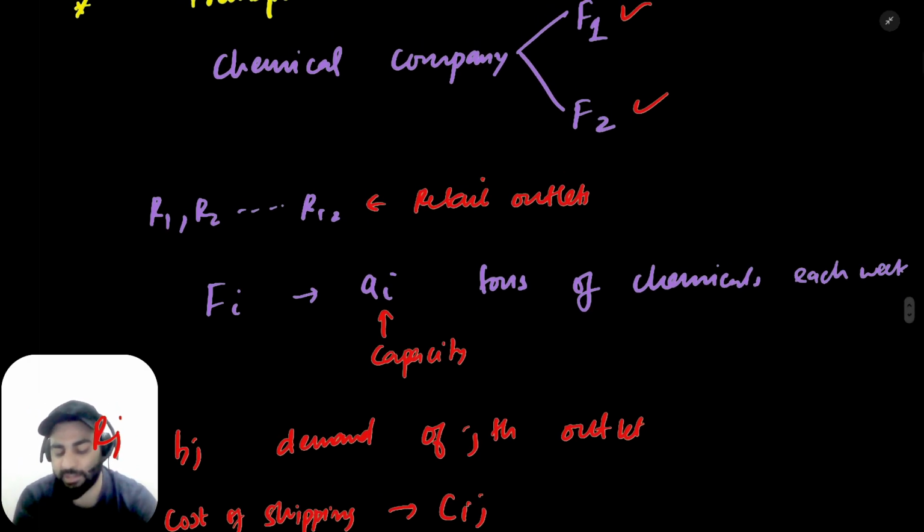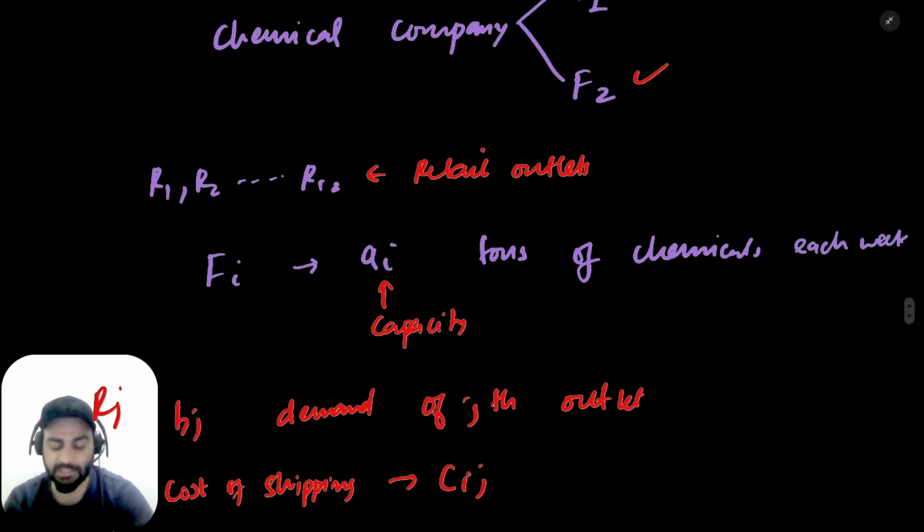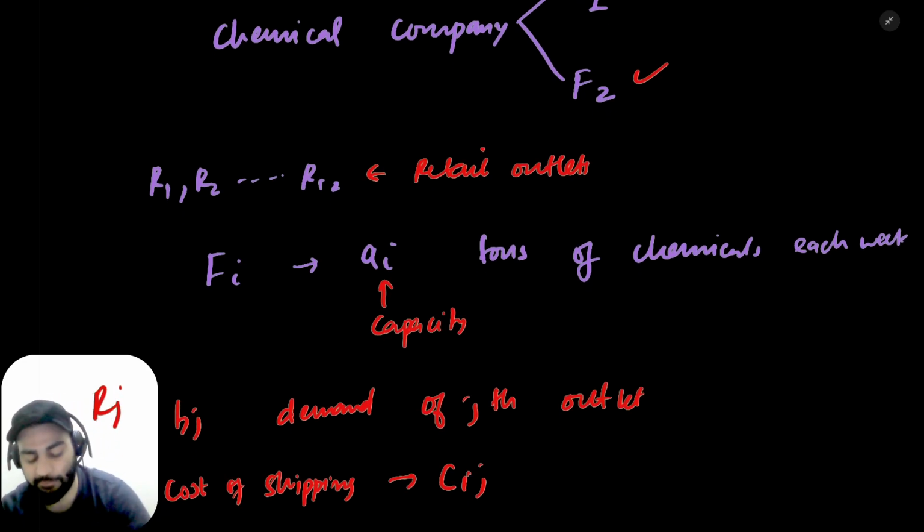About these factories: the ith factory Fi produces Ai tons of chemicals each week. This is called the capacity. That's the capacity of the factories F1 and F2.